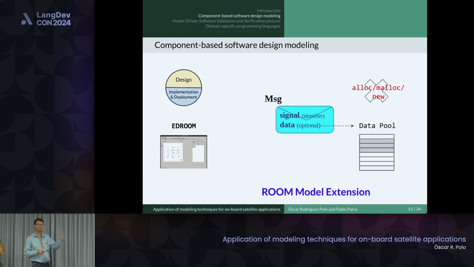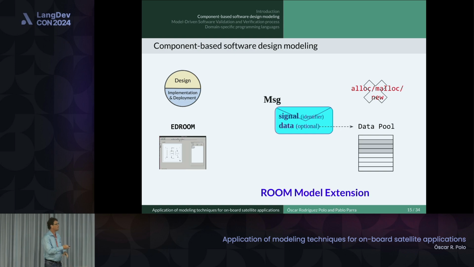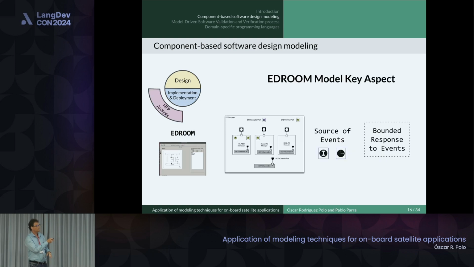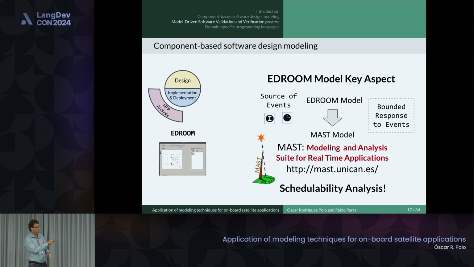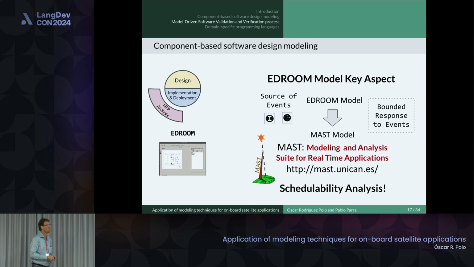And we also extend the model to always use data pools to handle the data that are attached to the messages. So we don't use alloc, malloc, or anything like this. So we can have a deterministic behavior of our software. So we have some key aspects for building the delivery that we have to get: the ROOM model and the schedulability analysis of the system.